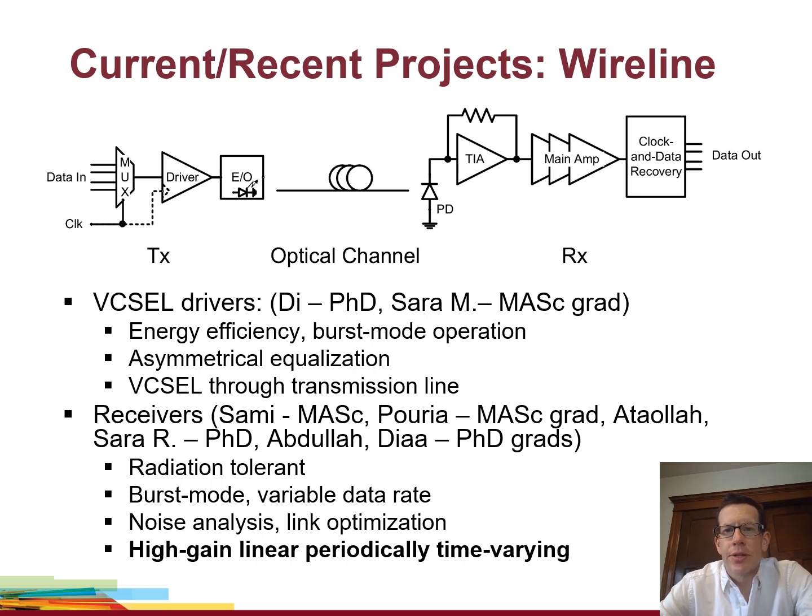I have a number of projects in the area of short-reach optical communication. On the transmit side, we've looked at VCSEL drivers, in particular burst mode operation, asymmetrical equalization, and driving the VCSEL through a short transmission line. On the receive side, we've had a number of projects looking at making optical receivers radiation tolerant by putting in triple modular redundancy, energy efficiency by enabling burst mode and variable data rate operation. And then we've looked at the noise performance of equalizer-based receivers and delved into some link optimization. The final project is high-gain, linear, periodically time-varying optical receivers, and that's what I'm going to be talking about today.